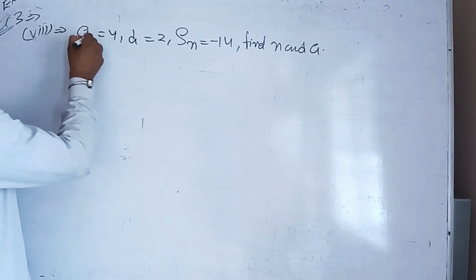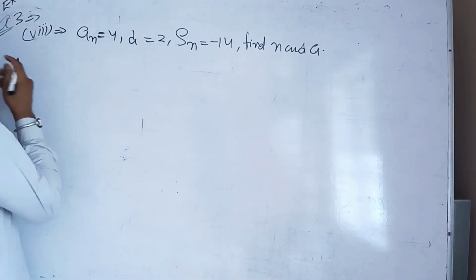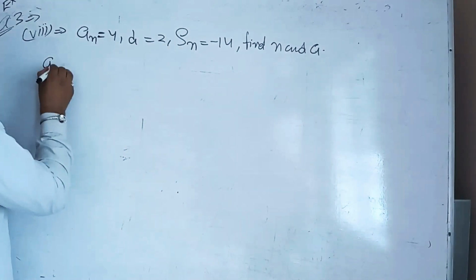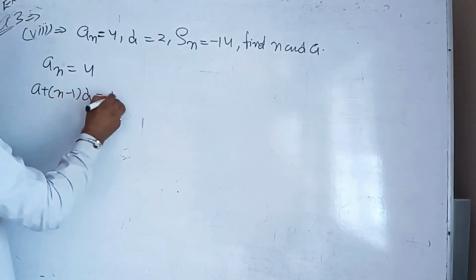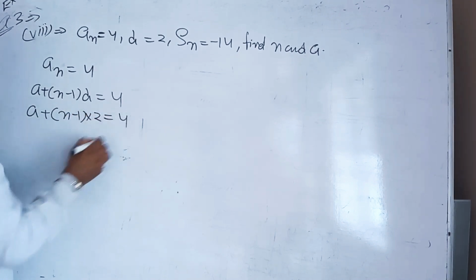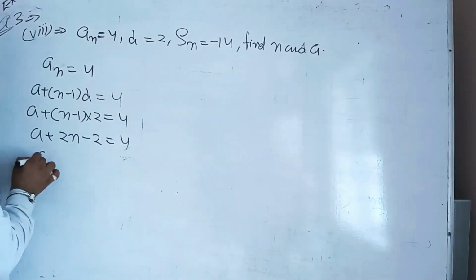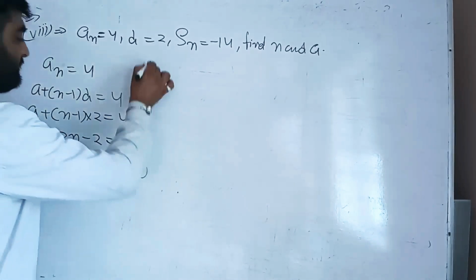An is given, d equals 2, and Sn is given. So how do we find the value of n and a? If we consider an equals 4, then a plus (n minus 1) into d equals 4, that is a plus (n minus 1) into 2 equals 4. So a plus 2n minus 2 equals 4, a plus 2n equals 6, students. This is equation number 1.